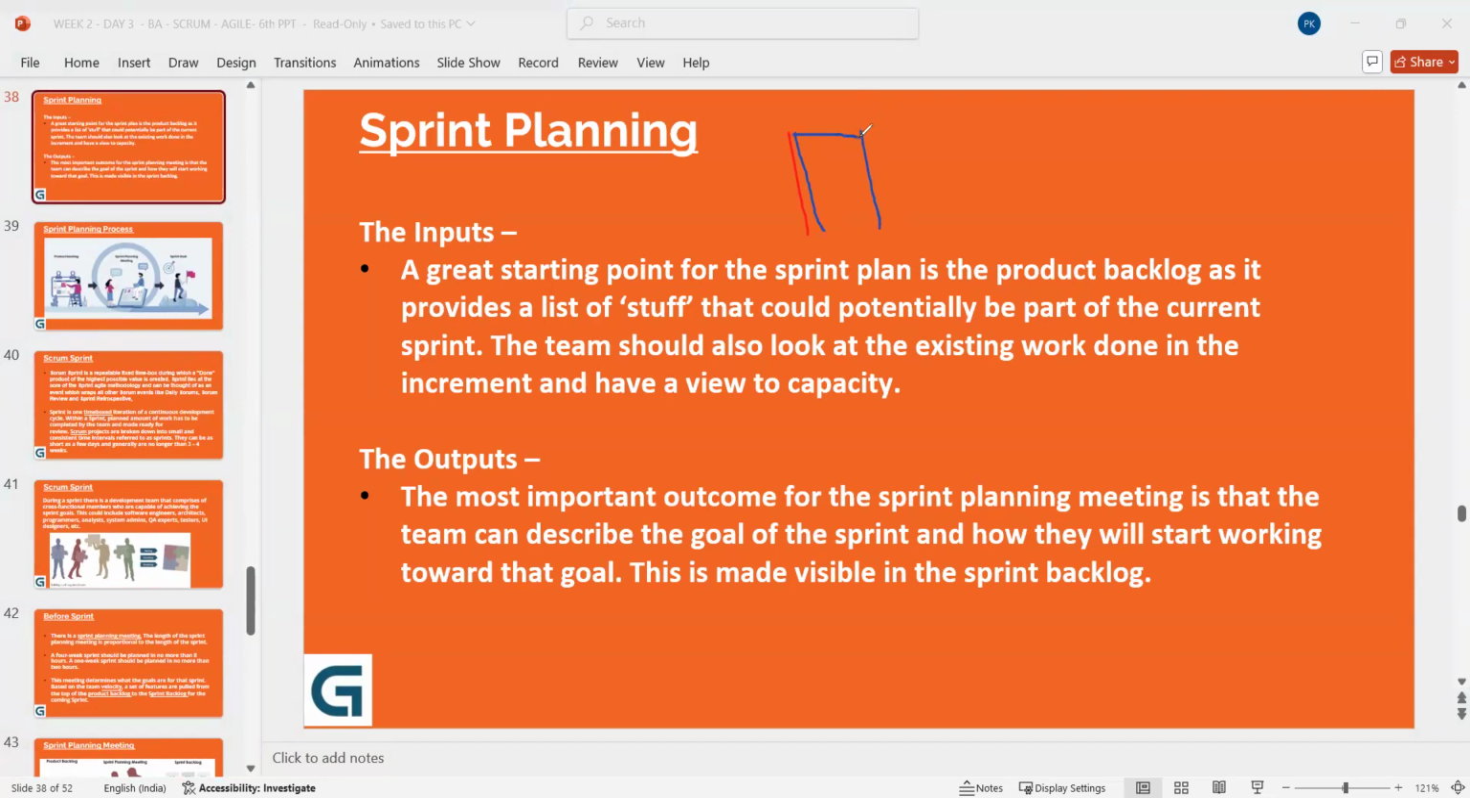This is your product backlog. Okay. I mean, this is supposed to be bigger. Just a visual representation. Okay. So you know what we do. And these are all your PBIs, that is product backlog items. And those items are mentioned as per priority and order.